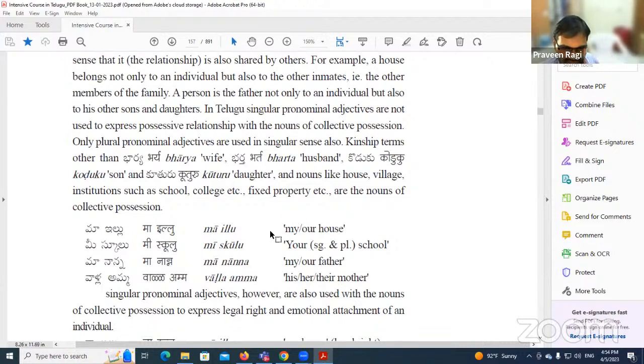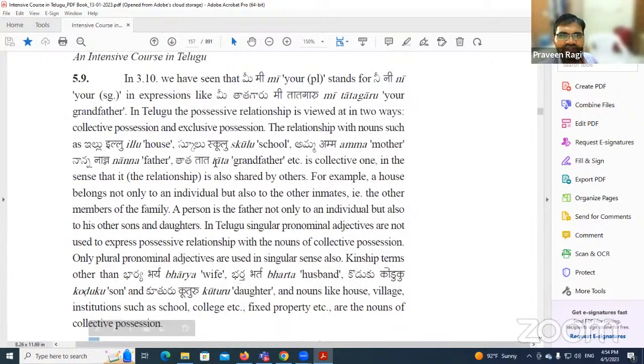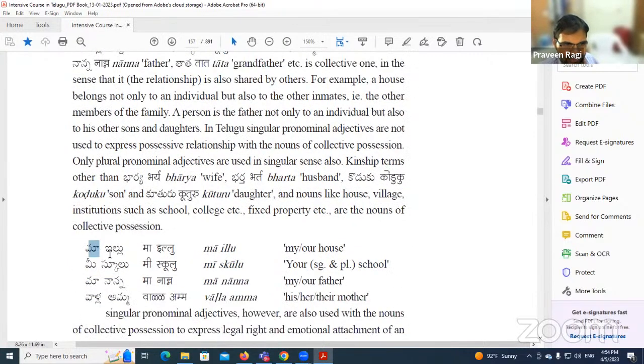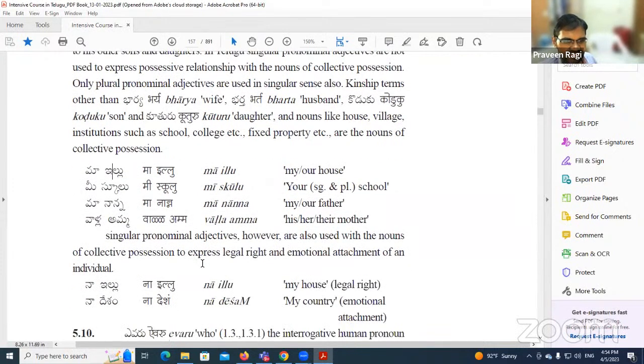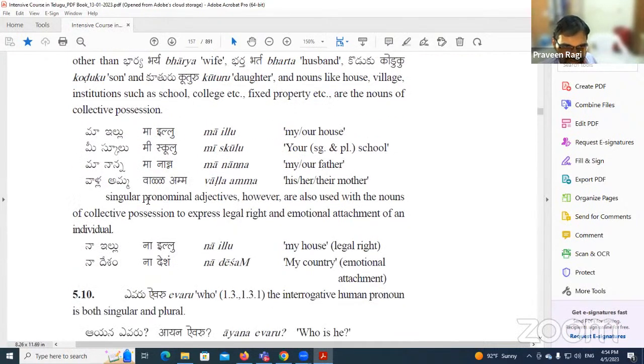So look at here. Here we can see all singular only. But when we have this oblique case, it sounds like a plural form. That's the thing we use. Singular pronoun adjectives, however, are also used with the nouns of collective person to express legal right and the emotional attachment of individual. So this is commonly used.